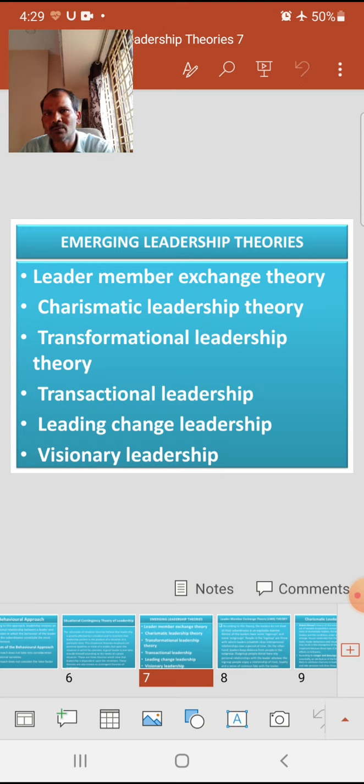What are they? We will see now. Establishing a sense of urgency, creating the guiding coalition, developing vision and strategy, communicating the change vision, empowering broad-based action, consolidating gains and producing more change, and anchoring new approaches in the culture. The last one is visionary leadership.